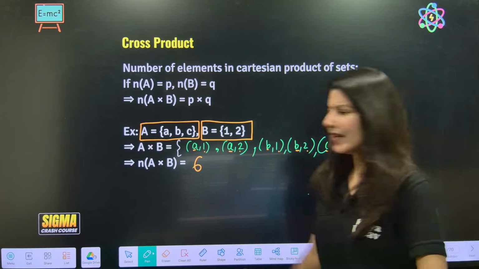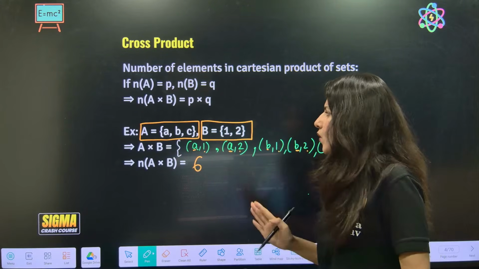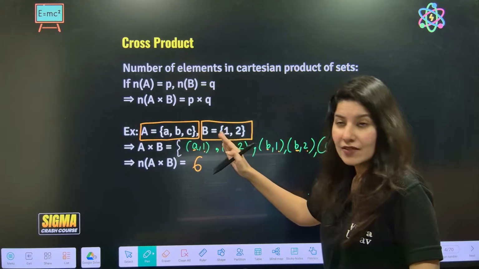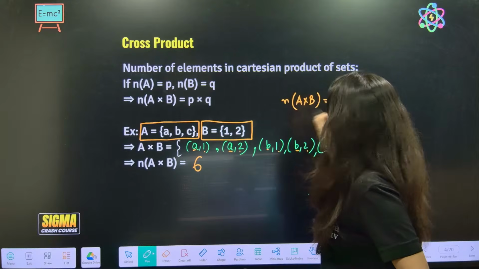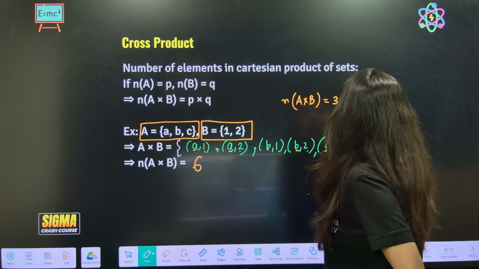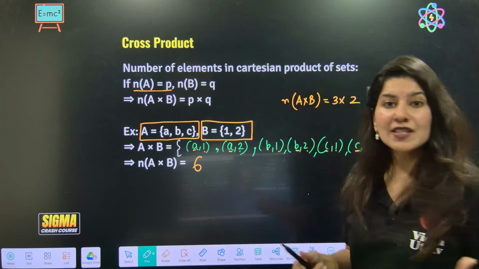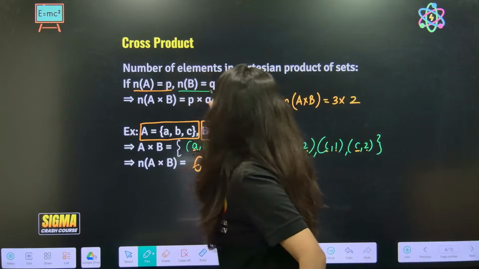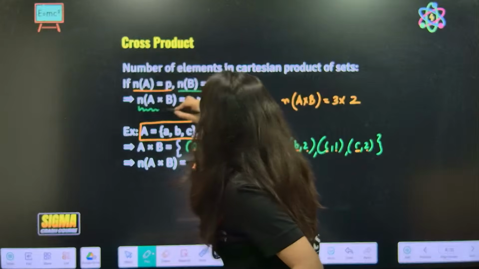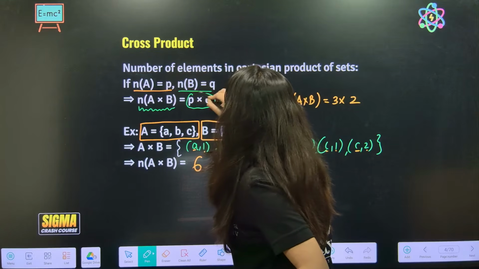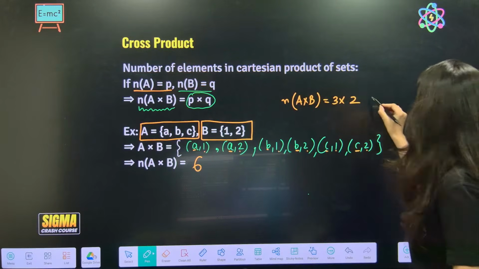But ma'am, how? Right now I have created A cross B and then counted. But suppose A is given and B is given. Can you count the cardinality of A cross B? Yes. Cardinality of A cross B will be 3 into 2. This is the formula. Suppose cardinality of A, cardinality means number of elements, of set A is P. Number of elements of set B is Q. So number of elements of set A cross B is nothing but P into Q. So 3 multiply 2, this is 6.